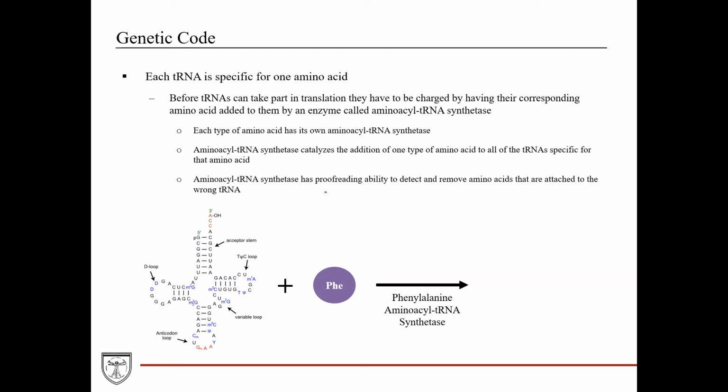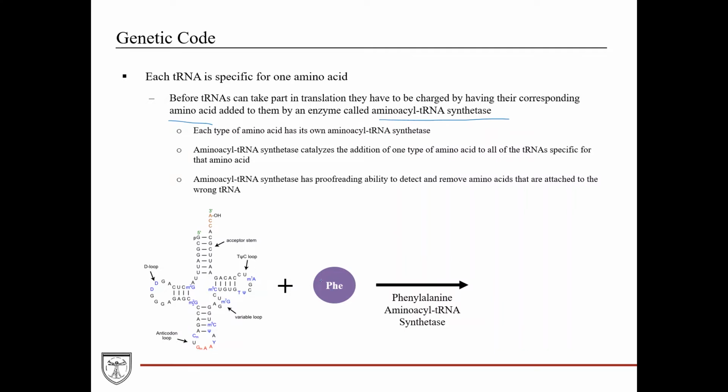Now, each tRNA that's out in the cell is actually specific for one amino acid. But before that tRNA or any tRNA can take part in translation, they have to be charged, which means they have their corresponding amino acid added to them by an enzyme called aminoacyl tRNA synthetase. Each type of amino acid has its own aminoacyl tRNA synthetase.